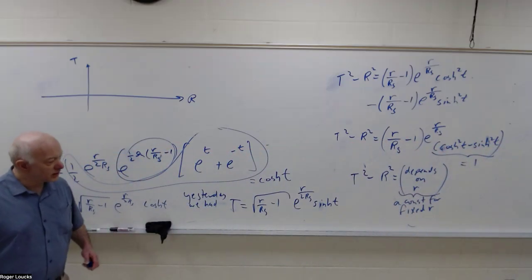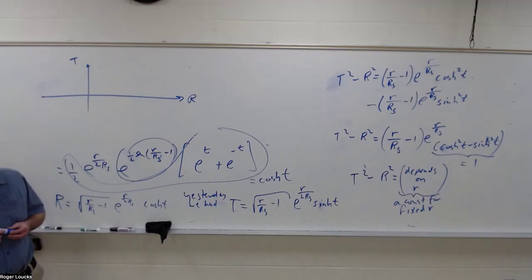That equals 1. So then what does this t squared minus r squared equal here? Just something that depends on r. Okay, right. So this is going to be a constant for fixed r. In particular, what kind of constant? If the little r is fixed, what is that the equation of? A circle, or something along those lines.